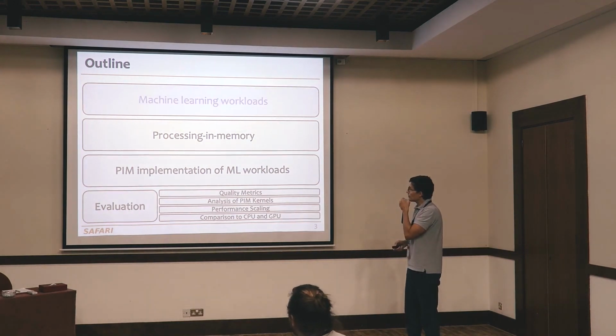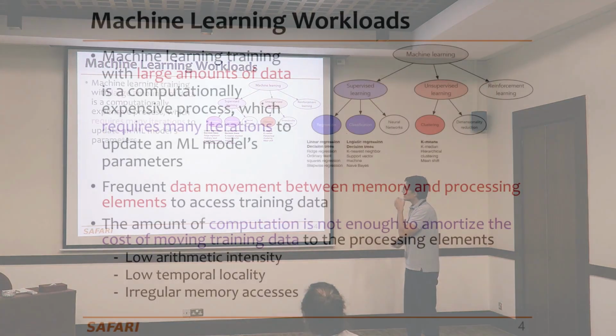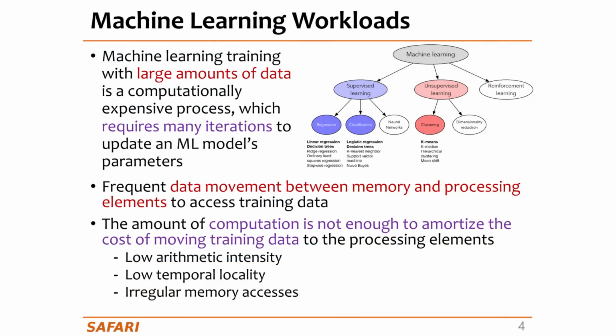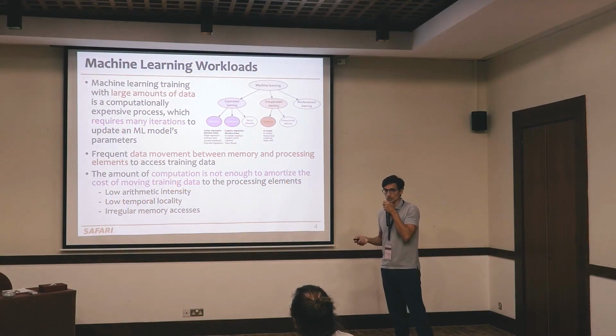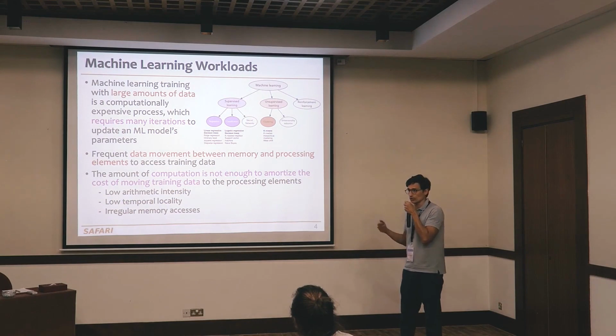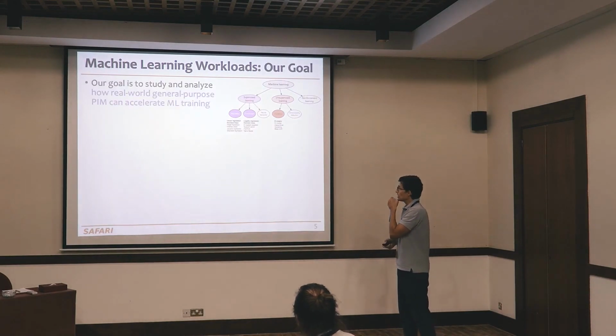Okay, so let's start from the beginning. As I mentioned earlier, machine learning training is computationally expensive, requires many iterations, and due to that suffers from data movement between memory and processing elements. That's especially bad when we have low arithmetic intensity, low temporal locality, or irregular memory accesses, so that we cannot amortize the cost of bringing the data to the processing elements.